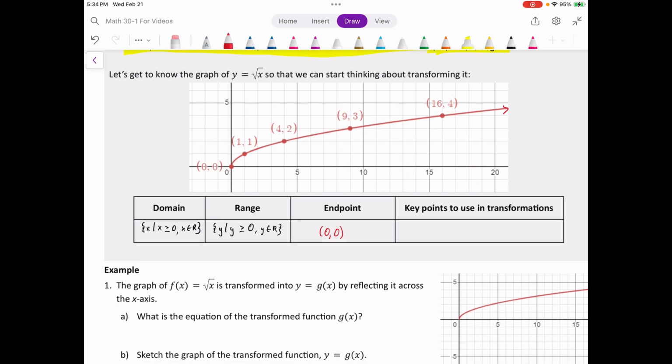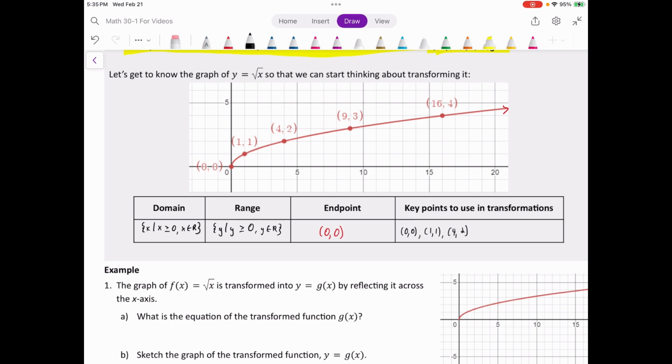Some key points to use in transformations. We know the points that this should pass through, and if we ever forget, it's quick to put in some perfect squares and figure out what y would be. Technically, we could put any x's in, but the square root of a non-perfect square is an ugly decimal, an irrational, non-repeating decimal. So make life easy for yourself. Pick some nice, easy points. Like 0, 0, that's our endpoint. 1, 1 is a really good one. How about 4, 2?